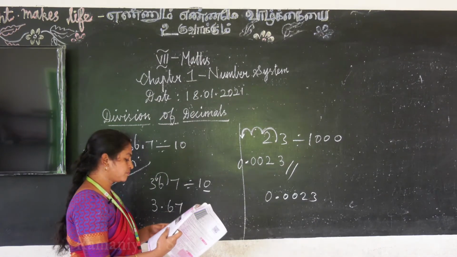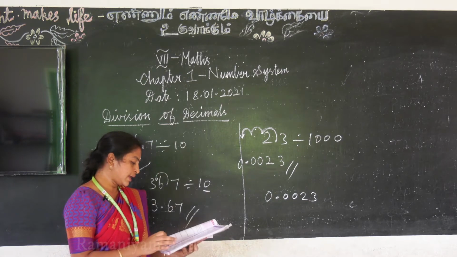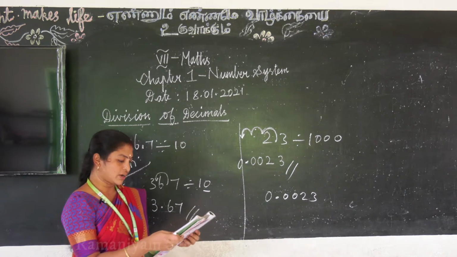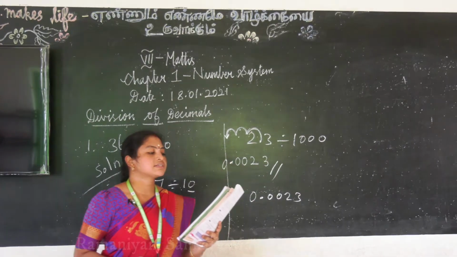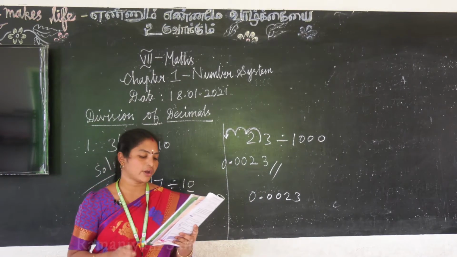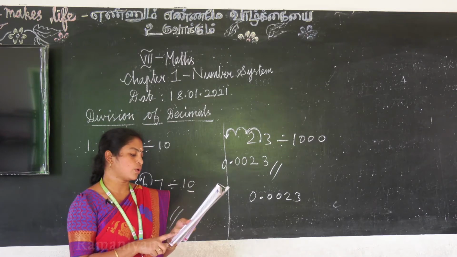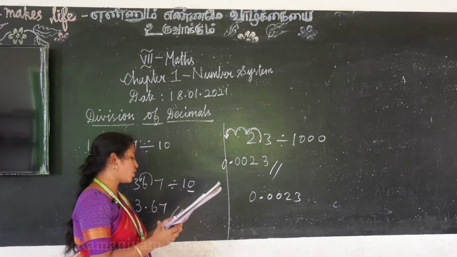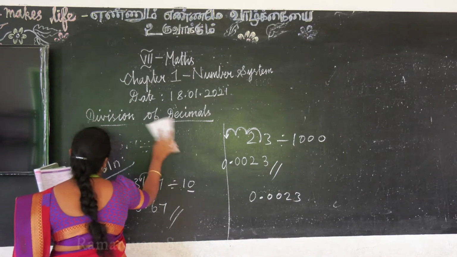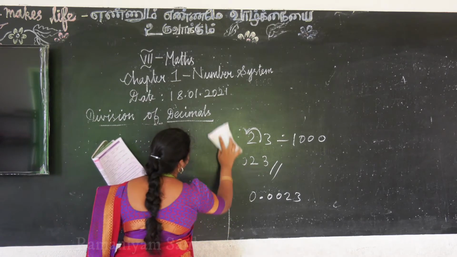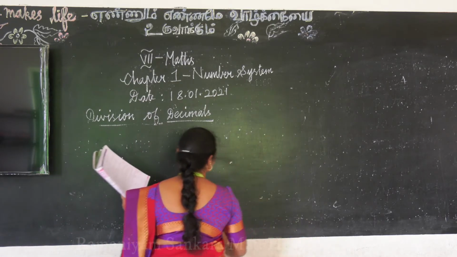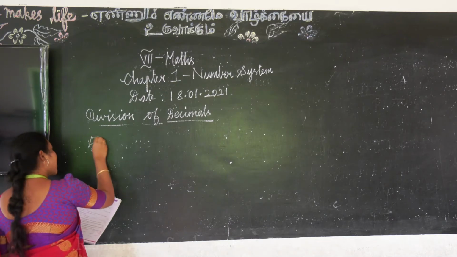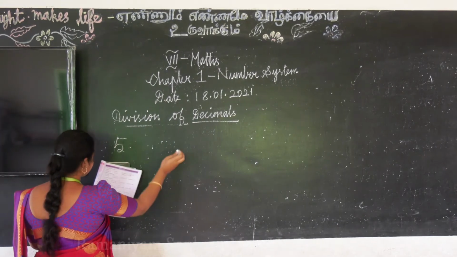Next one, take page number 23, exercise 1.4. In exercise 1.4, I will do the 5th Roman letter. See, simplify the following. Because now you know how to divide a decimal number by a whole number, and a decimal number by powers of 10. Next, a decimal number by a decimal number.